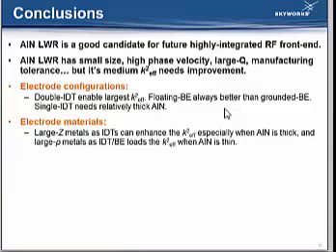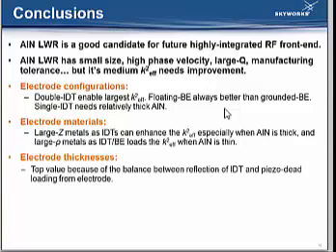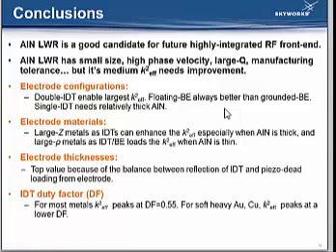For electrode materials, large acoustic impedance metals used as IDTs can enhance the coupling, especially when aluminum nitride is thick, and large density metal will lose the coupling, especially when aluminum nitride is very thin. For electrode thickness, there is a top value because of the balance between reflection and the piezo dead loading effect. For IDT duty factor, for most metals, the coupling reaches a maximum at a duty factor of 0.55, but for soft and heavy gold and copper, the coupling peaks at a lower duty factor.